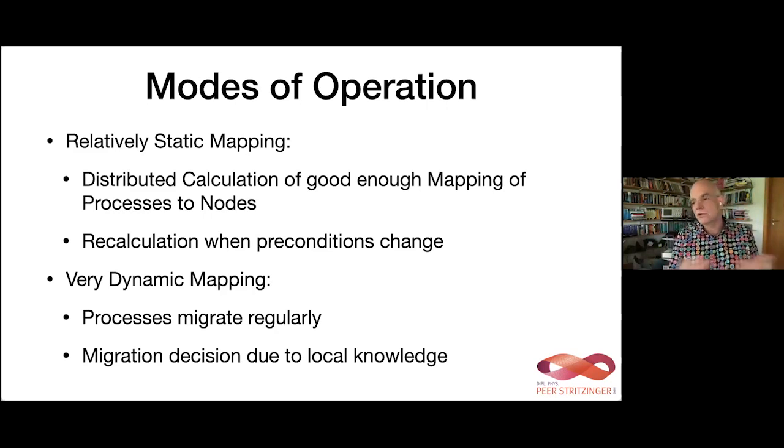That would usually be local knowledge. I would just look at my neighborhood nodes and do local things, gossip protocols and all kinds of local things. So we have both things, and we have needs for both. But yeah, here I mentioned migration. So let's look at migration.